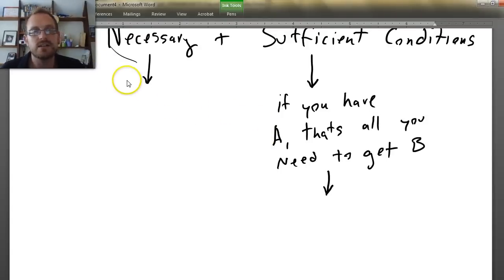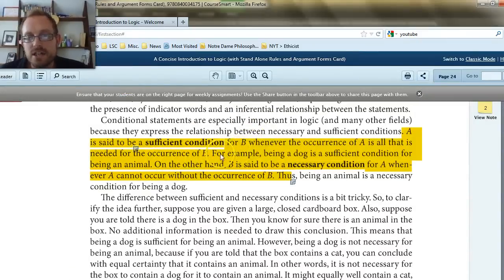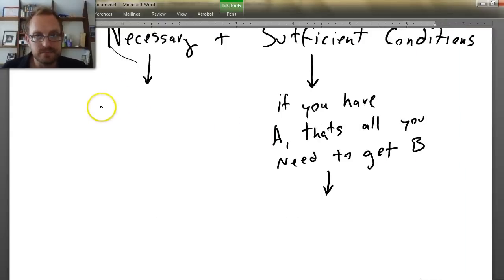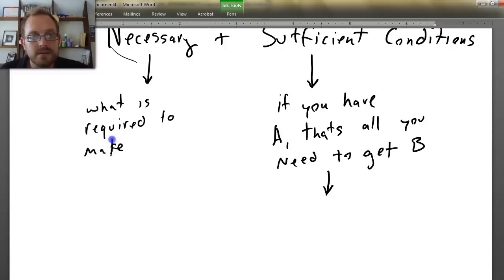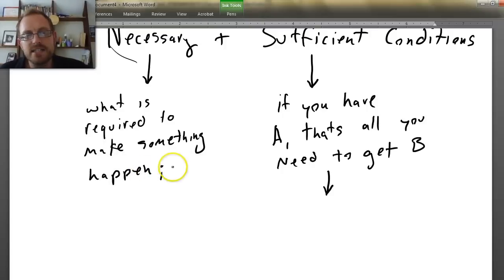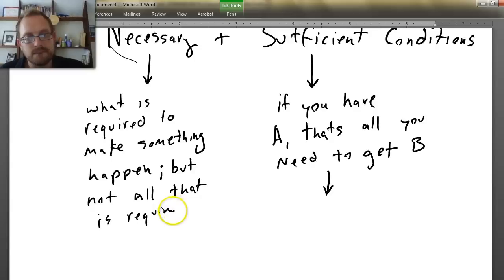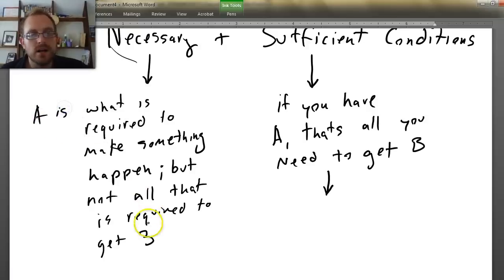Whereas a necessary condition, let's jump back to Hurley and see how he defines it. On the other hand, B is said to be a necessary condition for A whenever A cannot occur without the occurrence of B. And you can ask yourself this: a necessary condition is what is required to make something happen, but not necessarily all that's required. But not all that is required to get B. Okay, just to keep our A and B thing.